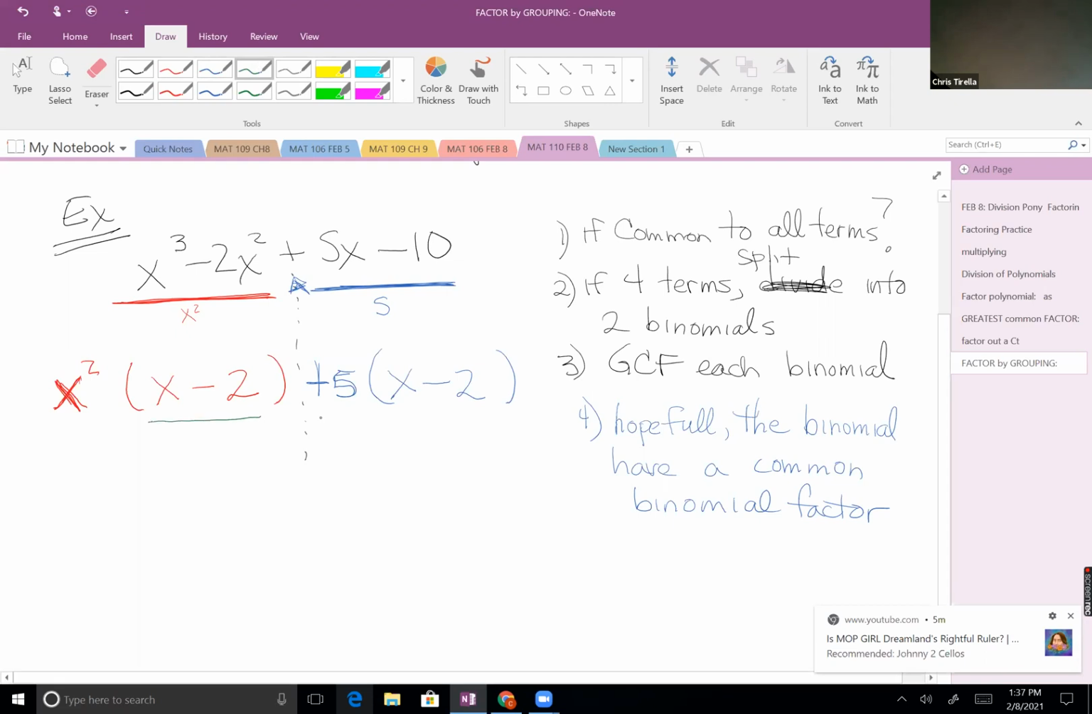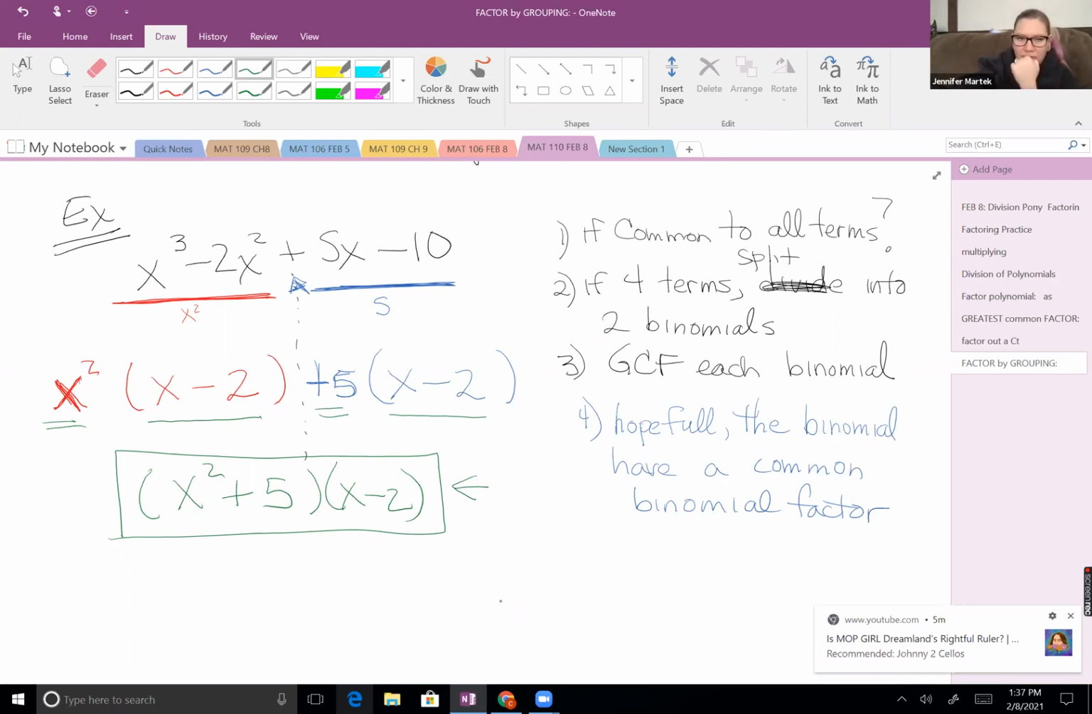Does everybody see how both halves have a factor of x minus 2? And when I divide that out, I'll be left with x squared plus 5. And so this is my final answer. Where are we getting the x squared plus 5 from? Never mind. Do you see it now?